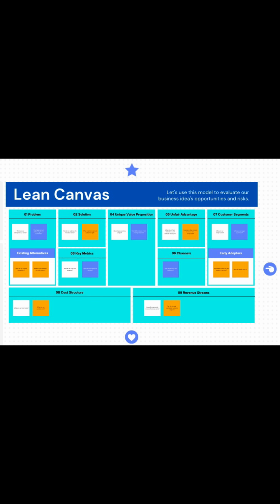Basically, the lean business model canvas is divided into 9 building blocks that capture the essence of your business idea. These blocks include the problem, customer segments, unique value proposition, solution, channels, revenue streams, cost structure, key metrics, and unfair advantage. Each component plays a critical role in building and validating your business model.